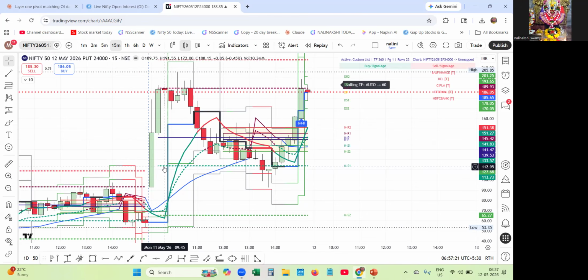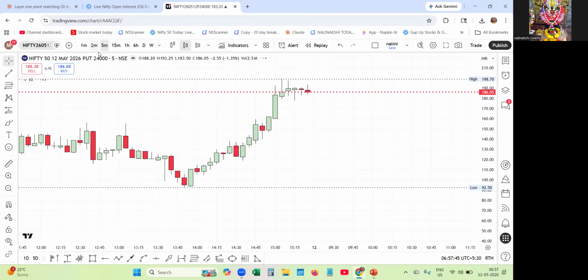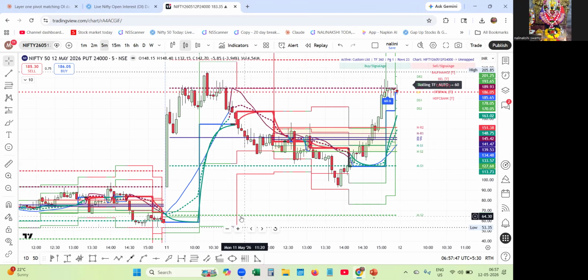This one is S1. This is the base. Even if you would have missed this entry in this candle, when the price is moving above this, you could have kept this as the support. Automatically you get it. We will go to the 5 minutes time frame, so that this is a huge candle.